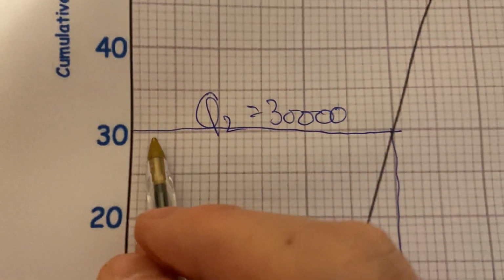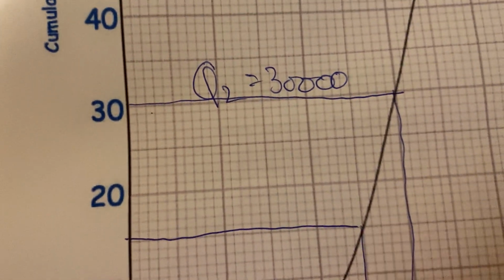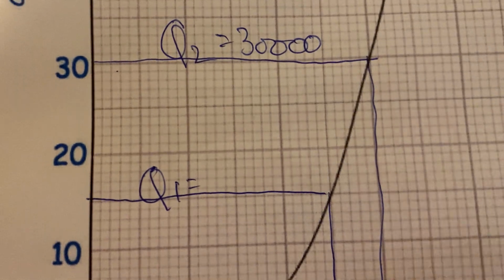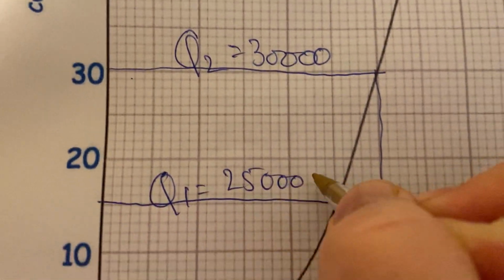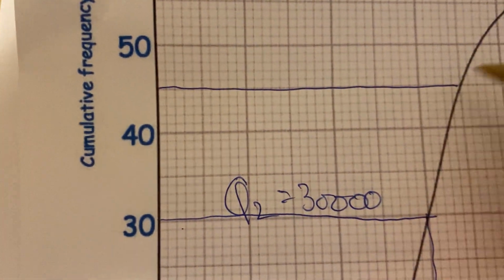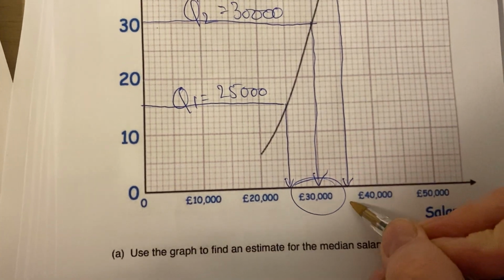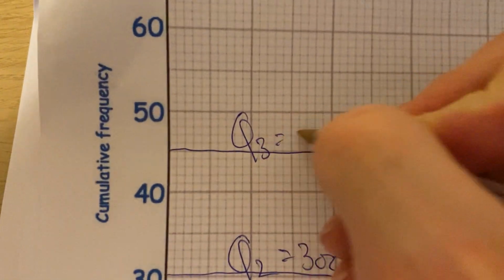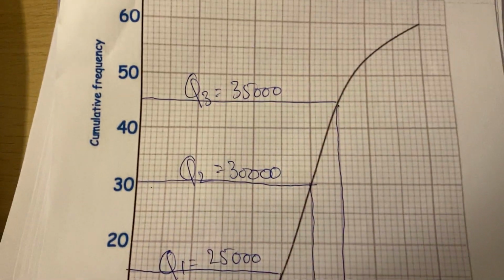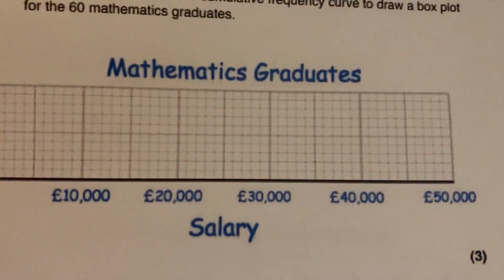So if that's 30, half that's 15, so that's your lower quartile there. We call that Q1, and that equals 25,000. And then our upper quartile is another 15 above the 30. Oh, look how nice that is. And that comes to 35,000, so Q3 is 35,000. That's kind of nice, isn't it? 25, 30, symmetrical, really nicely symmetrical.